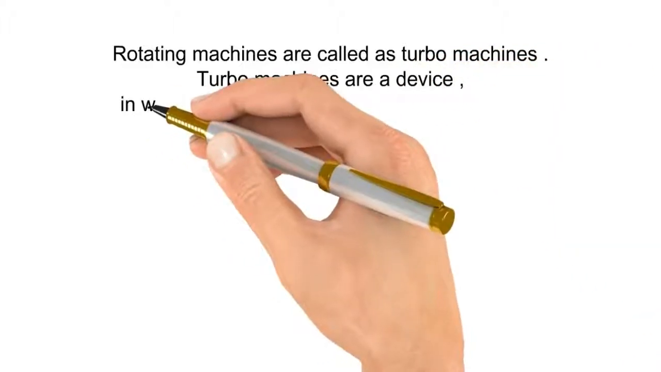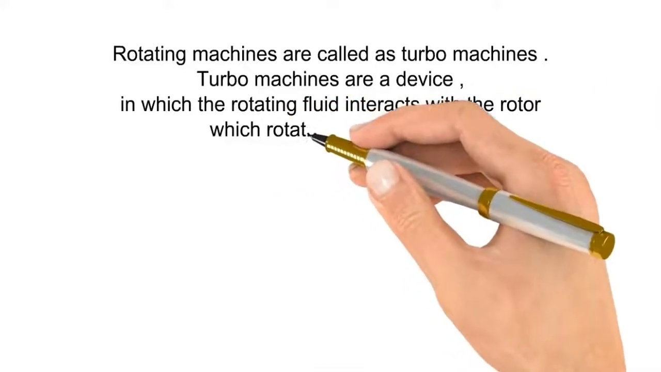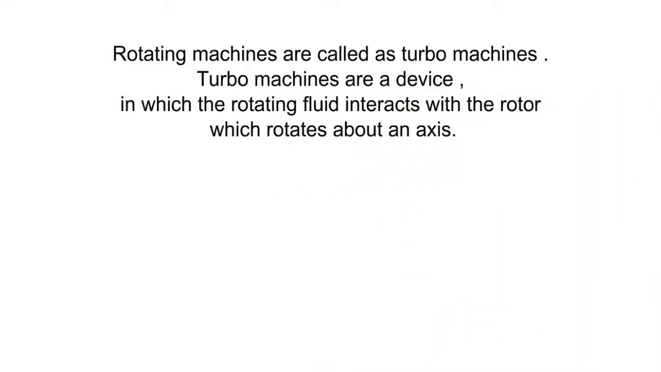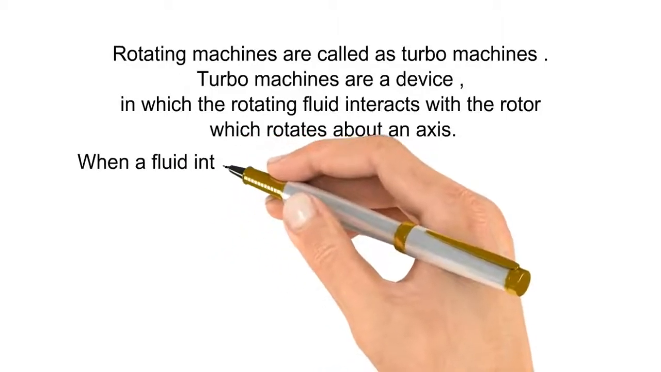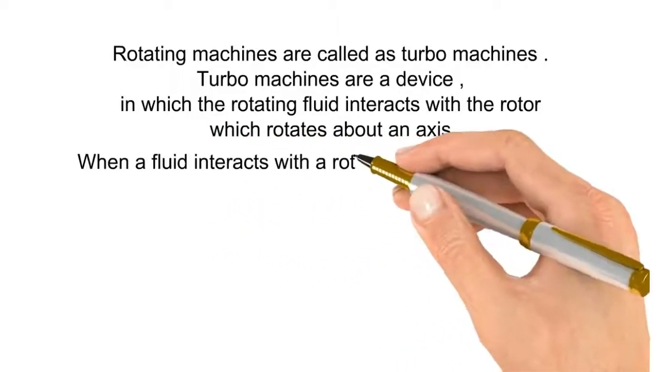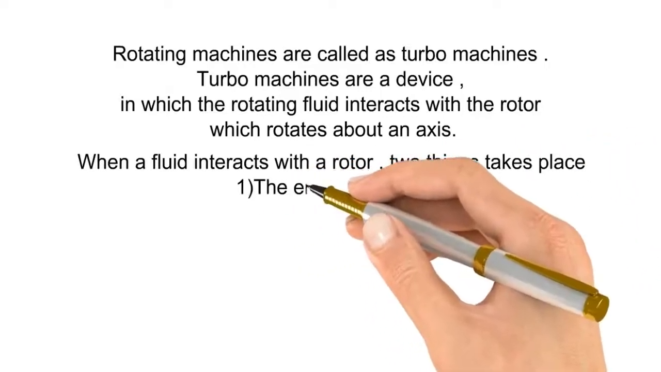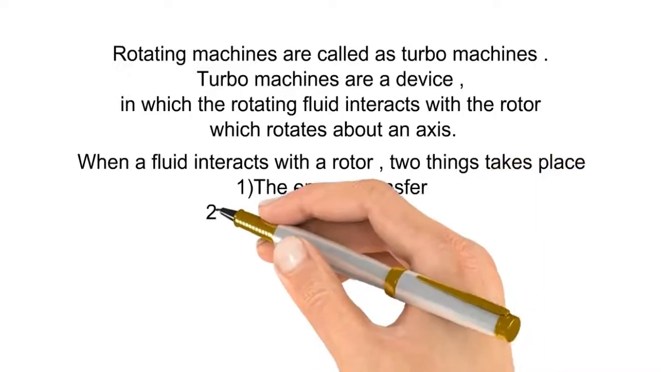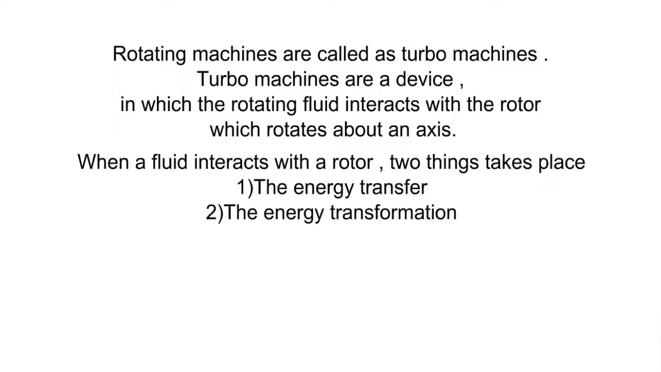And turbomachines are a sort of device in which the rotating fluid interacts with the rotor, which rotates about an axis, and transfers its energy to the rotor, or the rotor may transfer its energy to the fluid. This may happen in a turbomachine. So when a fluid interacts with the rotor, two things take place. First one is the energy transfer. That is, the fluid may transfer its energy to the rotor, or the rotor may transfer its energy to the fluid. And second is the energy transformation. That is, energy is transformed from one kind of energy to another.